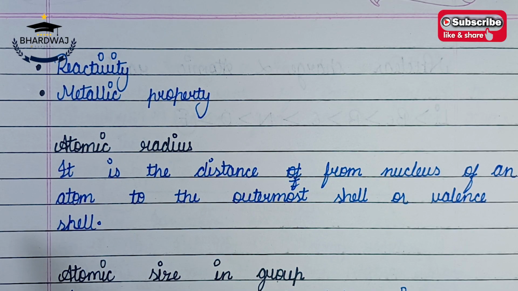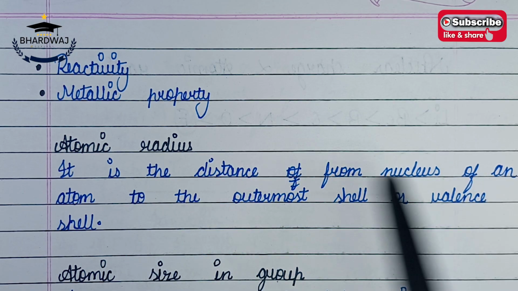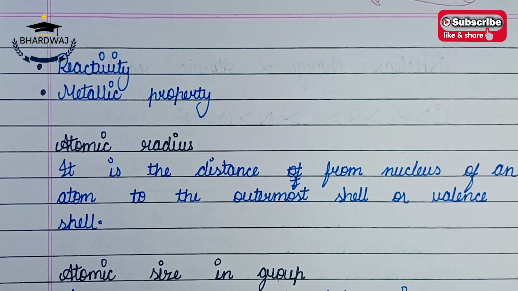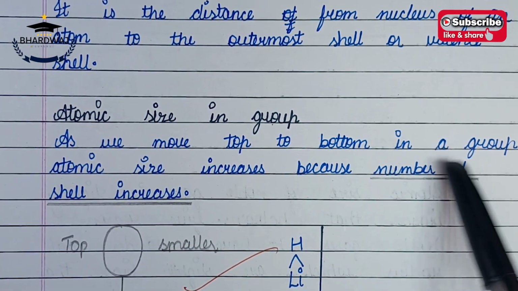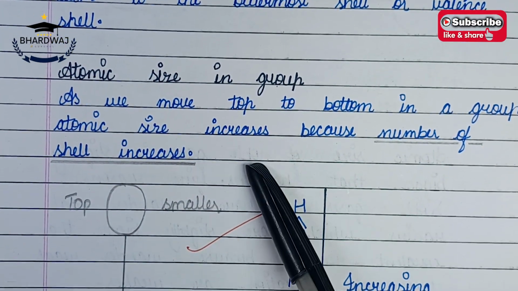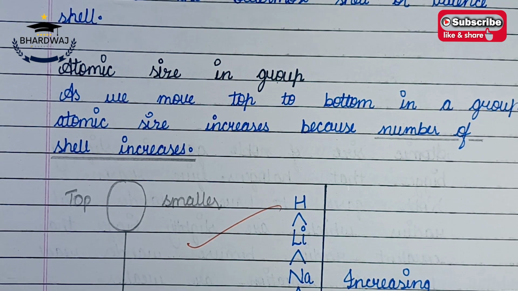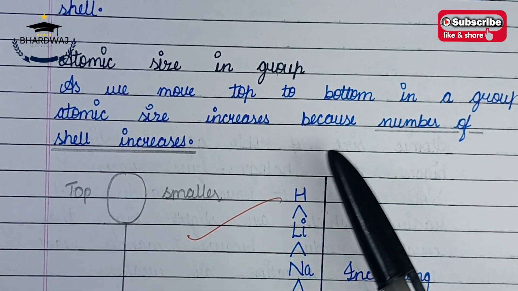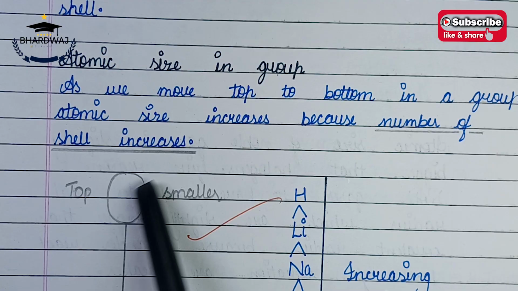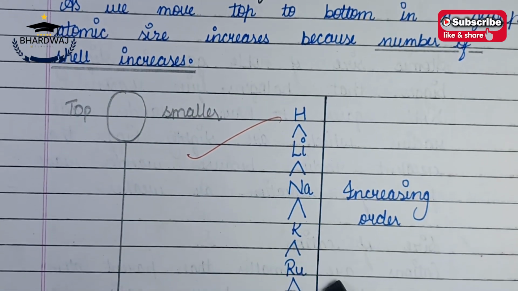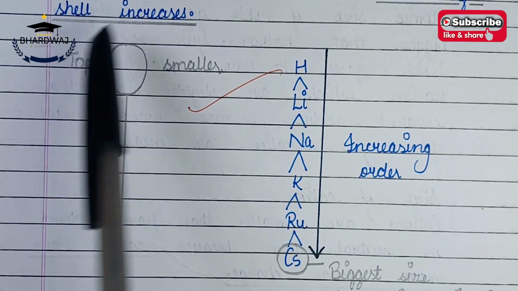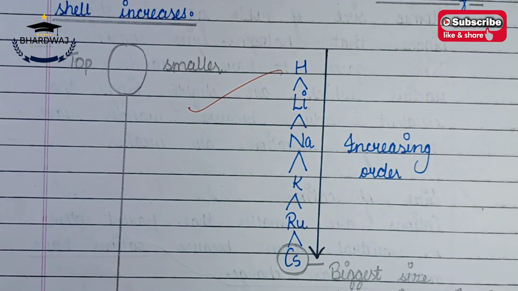So first let's talk about atomic radius. It is the distance from nucleus of an atom to the outermost shell or valence shell of an electron. Atomic size in group. As we move from top to bottom in a group, atomic size increases. Why? Because number of shells increases. So this is the increasing order in the first A group. As you can see, the topmost element is smaller and the bottom one is bigger.